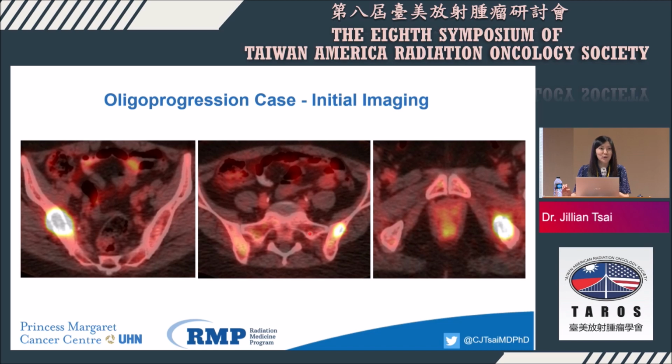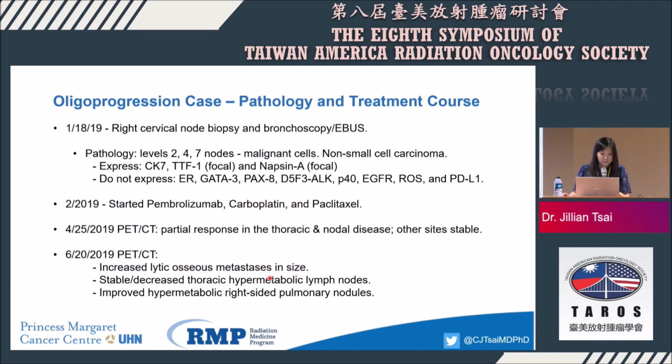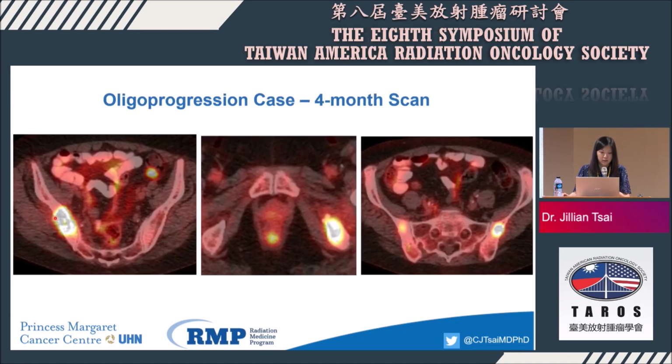So this is not your oligometastasis patient, right? It's very diffuse. The patient went on to start pembrolizumab with carbo and paclitaxel, first-line chemoimmunotherapy. After 2 months, the PET scan showed partial response. The lung disease responded very well, and other sites were stable. So the patient continued on pembrolizumab and chemotherapy. 2 months later, another restaging scan was done. However, it showed increased 3 spots in the previously FDG-avid bone mets. They were all increased in size and FDG avidity.